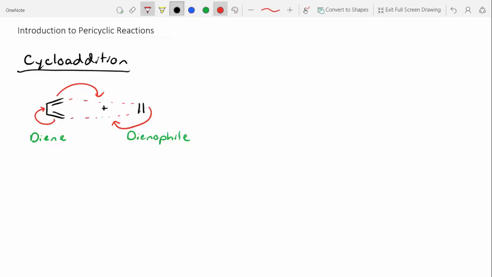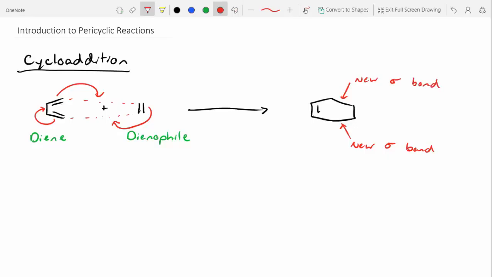So the pi bonds are constantly moving? For this reaction, they're moving in a concerted manner. And if we look at it, those red dashes that I drew will now become covalent bonds. So these bonds are new. This is a new sigma bond. And then over here, we've got a new pi bond.